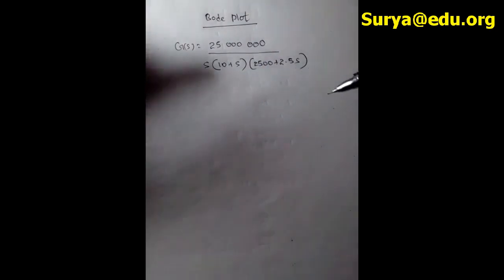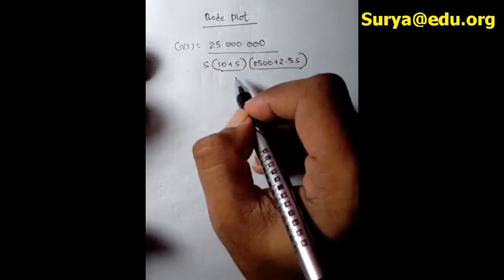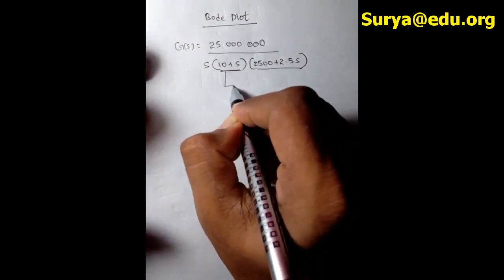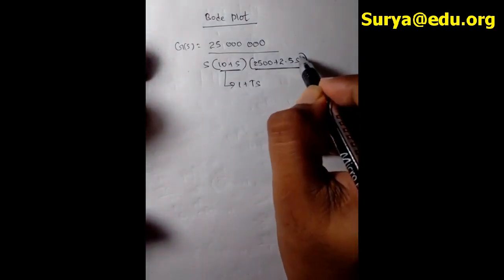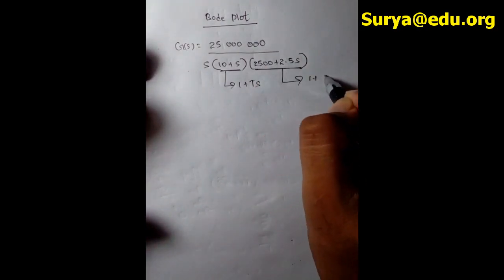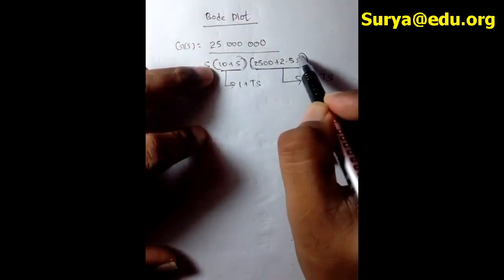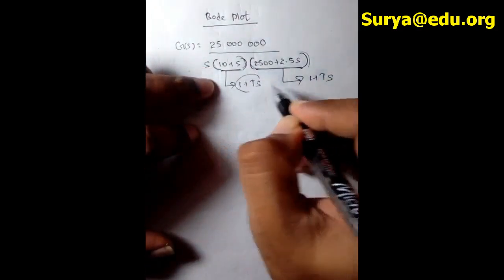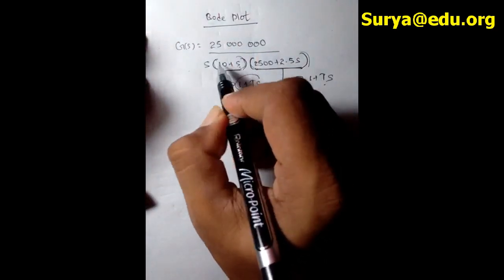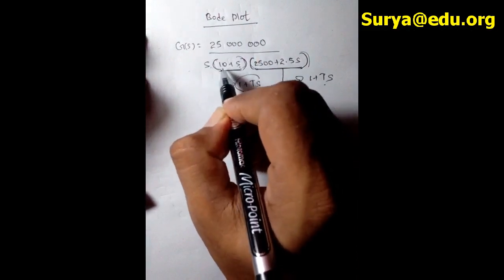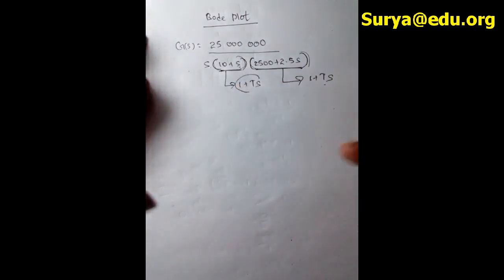In order to continue the calculation, we can't keep these terms in this format, because we have to convert each of them into 1 plus ts format. That means the things that are separated by these brackets should take the form of 1 plus ts. So what can you do for that? For example, if you consider this 10 plus s, you can take 10 out as a factor. So this will become 1 plus s divided by 10, that means 1 plus 0.1s.